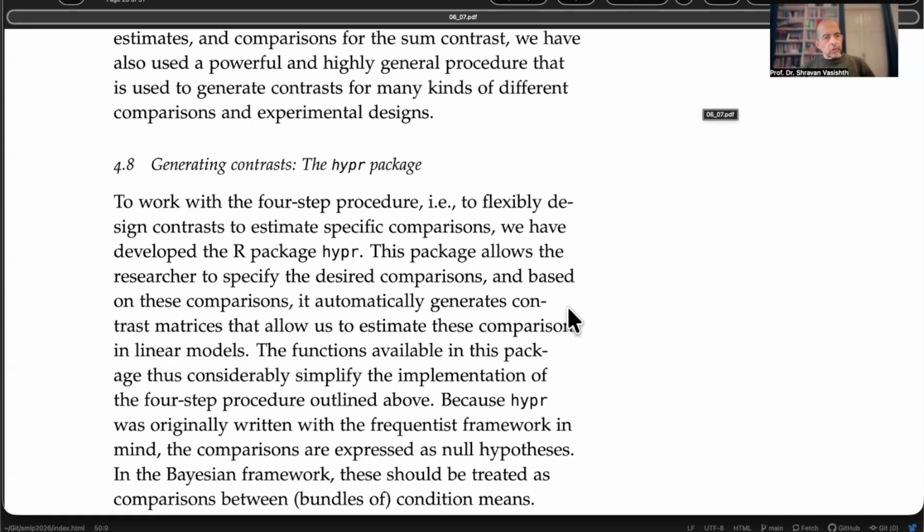So now I'm going to talk about section 4.8, which involves using the hyper package for first defining the hypotheses that you want to test or the estimates that you want to get from your model, and then extracting the contrast codings that you need to put into the model to test those hypotheses or to get those estimates, right?